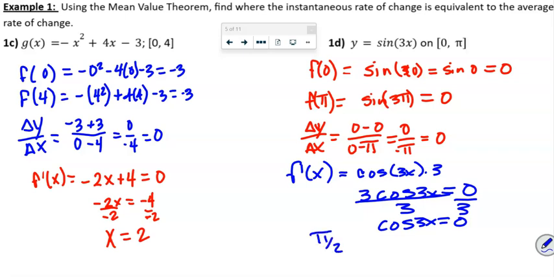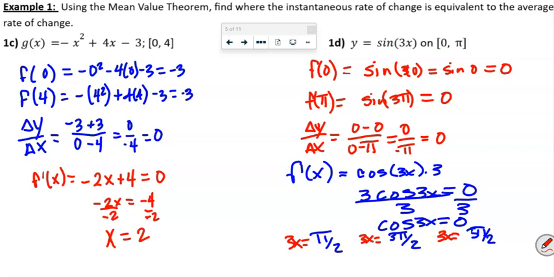It is equal to 0. Cosine is equal to 0 at 3 pi over 2. And it is equal to 0 at 5 pi over 2. Well, here's the deal. We've got to set all of these equal to 3x. And, you know, you guys should know when cosine is equal to 0.